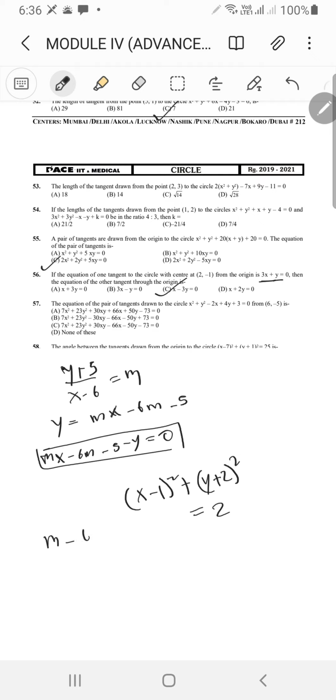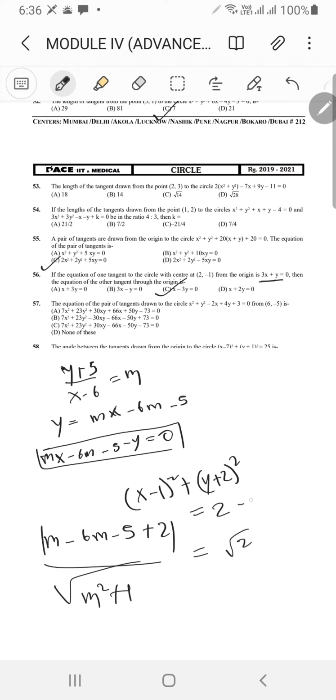So this is m minus 6m minus 5 minus 2, right? So it's plus 2, the mod of that upon square root of m squared plus 1. This thing should be equal to the radius, which is square root of 2, right? Because it is r squared. So this is going to be mod of minus 5m minus 3, so it should be 5m plus 3 upon square root of m squared plus 1, which should be equal to square root of 2. Square this, so it's going to be 25m squared plus 30m plus 9 is 2m squared plus 2.